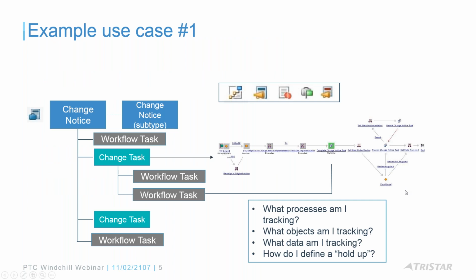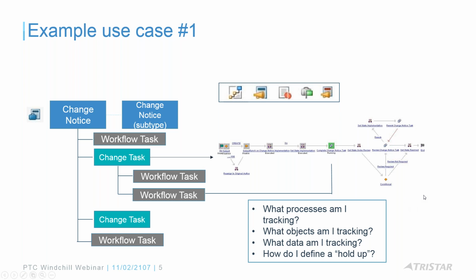Other questions people usually ask, especially if you're using the change system within the company, whether it's in Windchill or other systems: what processes am I tracking? What data do I need to track? And how do I define whether something is being held up or not? Or where is that object within the workflow? This is a very, very simplified workflow I have on the screen. It's probably the simplest you'll get.